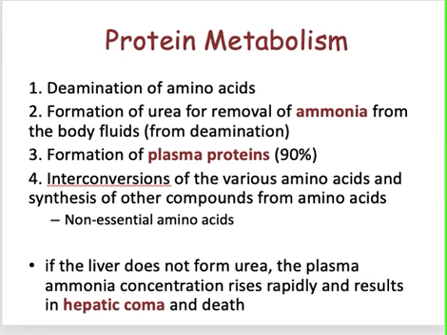So if the liver is unable to form urea, let's say your patient has decompensated liver disease, or your patient has acute liver failure, the liver is unable to form urea, the plasma ammonia concentration rises rapidly and results in hepatic coma and death, because you are unable to remove ammonia from the body.